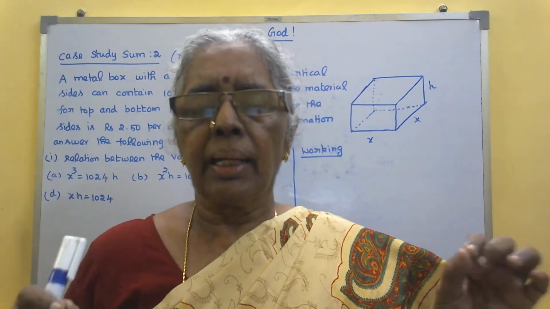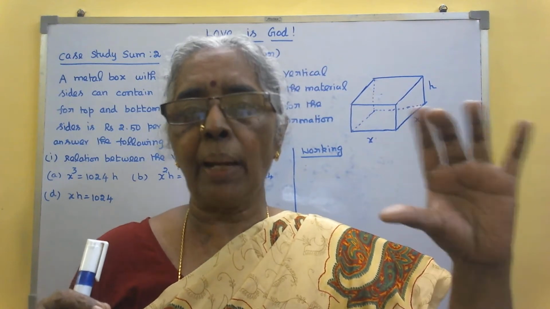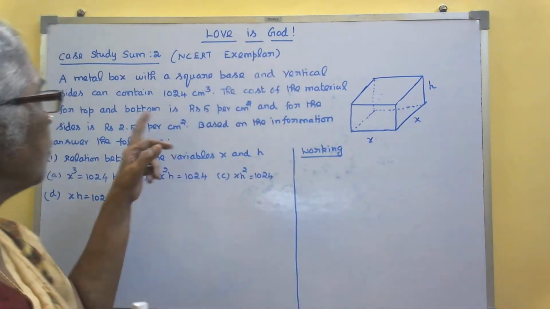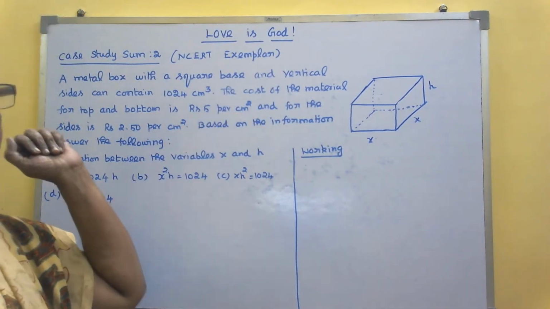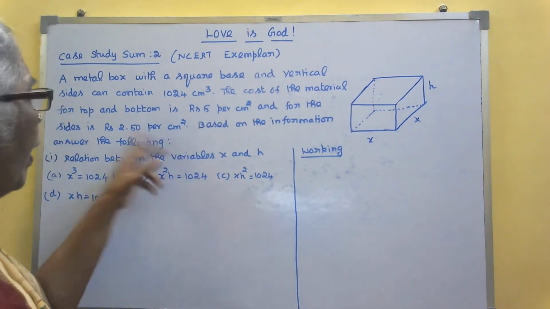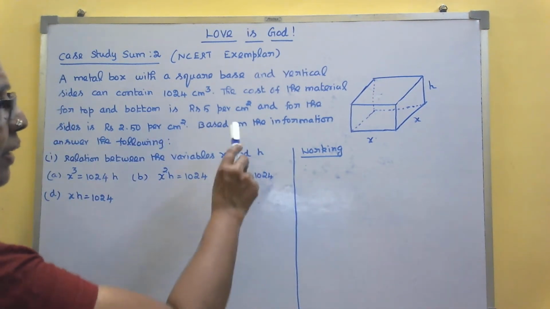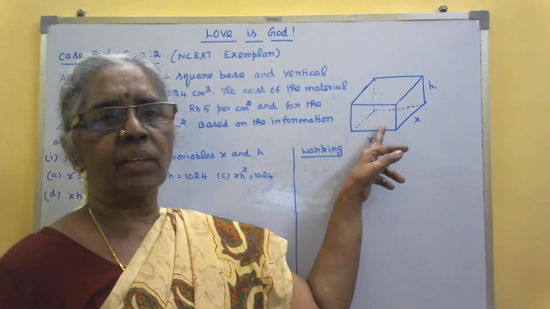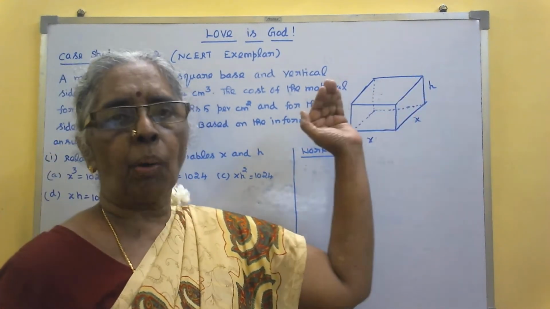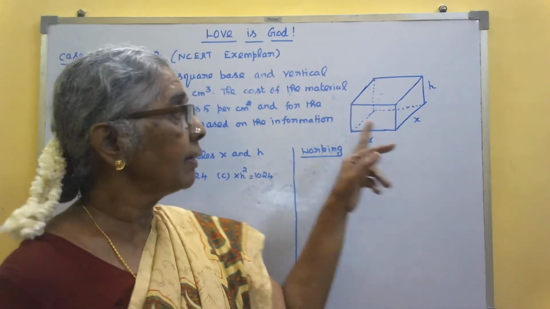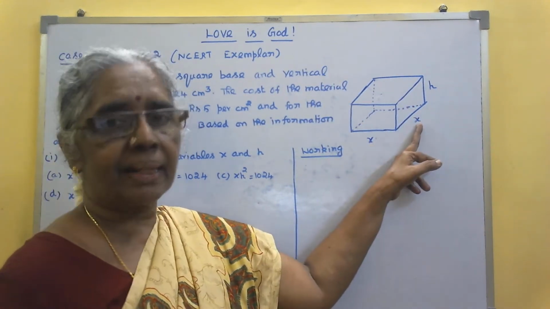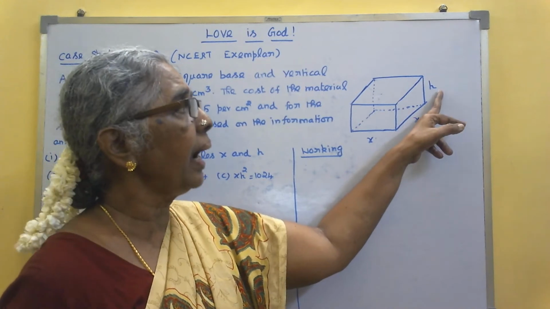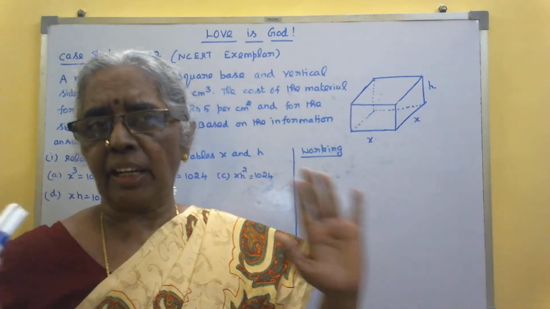So now the top and bottom, that is the square parts, you have to pay rupees 5 per centimeter square. For the sides, it is 2.50. This is the information given. Based on the information, answer the following. And a figure is given here. Now this is the metal box with a square base. The side of the square base is x, that is given, and the height is h. Okay, this is the information.